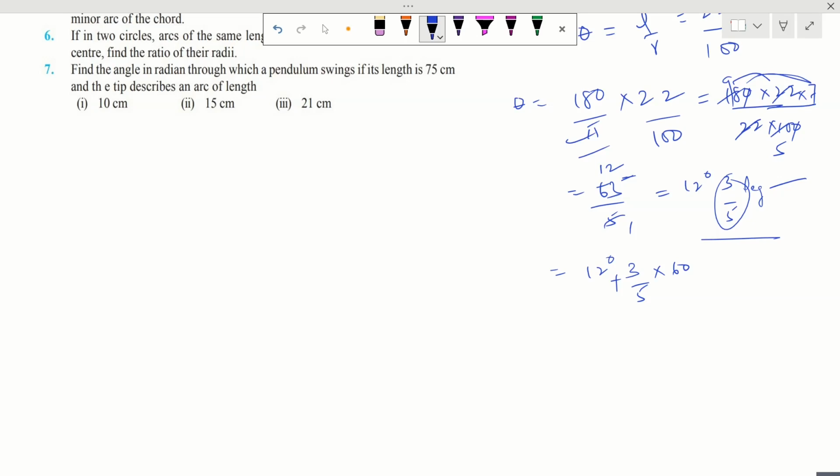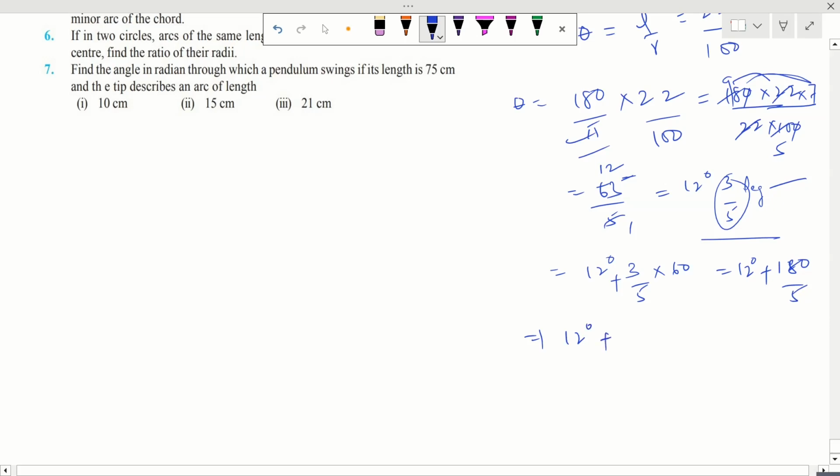Then it becomes 12 degree, and here 3 into 6 is 180, so 180 by 5. So 180 by 5 means how much? 5 threes are 15, and 3 remains, so 30. 5 sixes are 30. So 36 here. 12 degree 36 minutes I got. So altogether I am writing 12 degree 36 minutes. So this is the answer for the fourth problem.